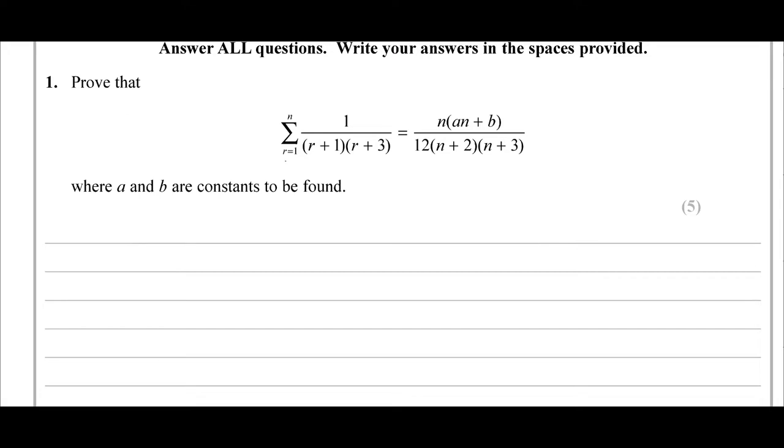Question 1, we have to prove that the sum of 1 over (r plus 1)(r plus 3), from r equals 1 to r equals n, is equal to n(an plus b) over 12(n plus 2)(n plus 3), where a and b are constants to be found. Well, if we split 1 over (r plus 1)(r plus 3) into partial fractions, we can then use the method of differences to find this sum from r equals 1 to r equals n.